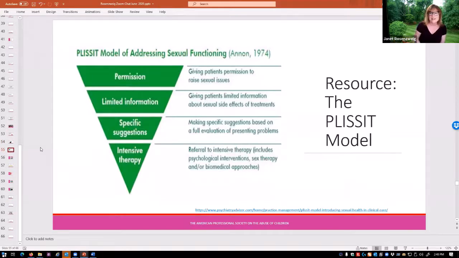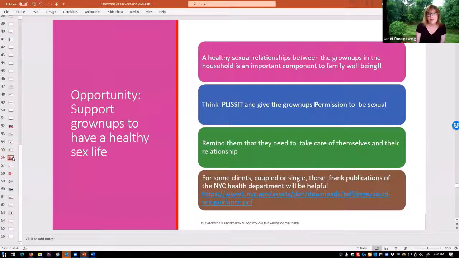This is a perfect opportunity for us to remember the PLISSIT model, where people need permission to be sexual and limited information about what that means.